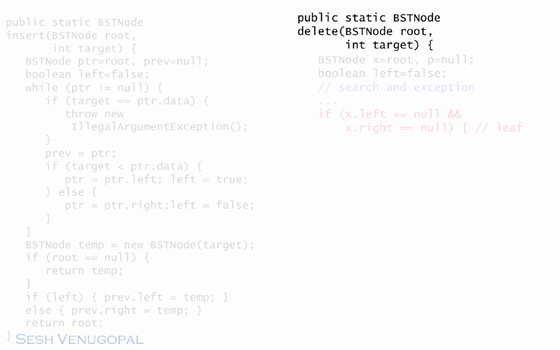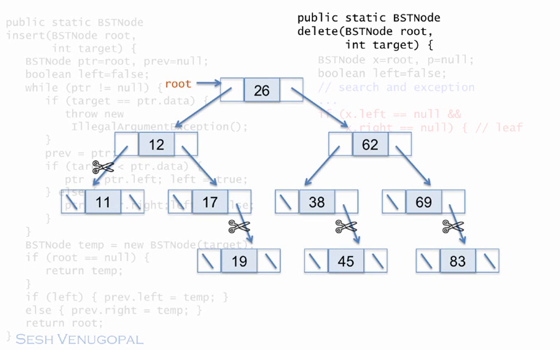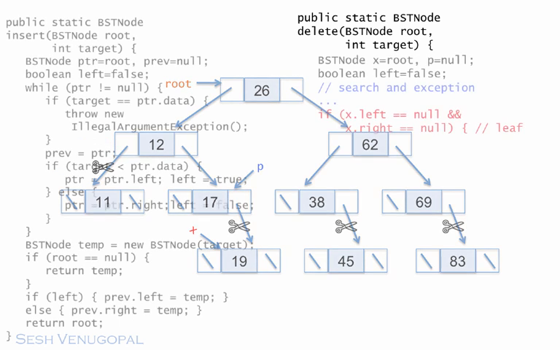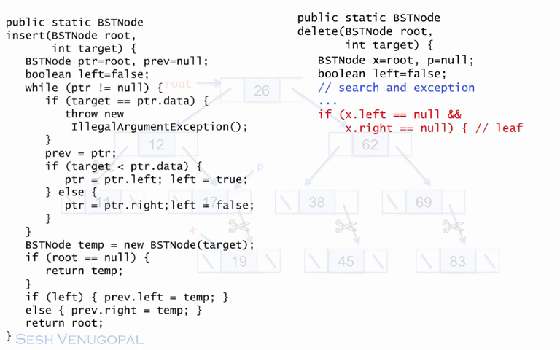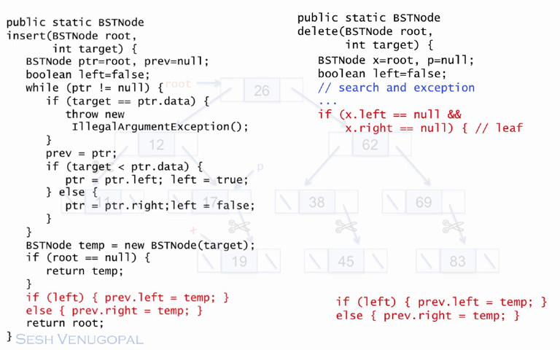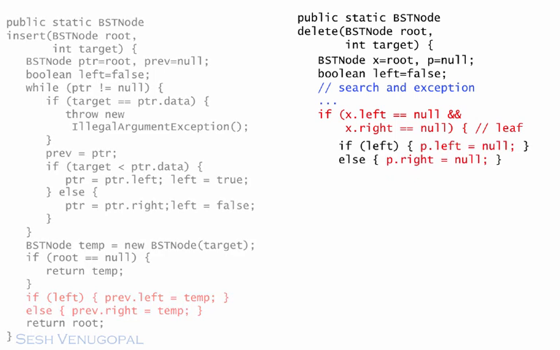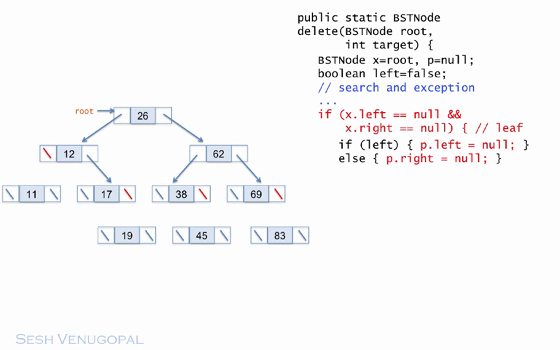Okay, we need to figure out if node X is its parent P's left child, as with 11 in this example, or its right child, as with 19. We already have this logic written up in the insert code, so we can reuse that part here as well. Except we need to change pref to P and temp to null. After the leaf has been cut loose, we need to return the root of the resulting tree.